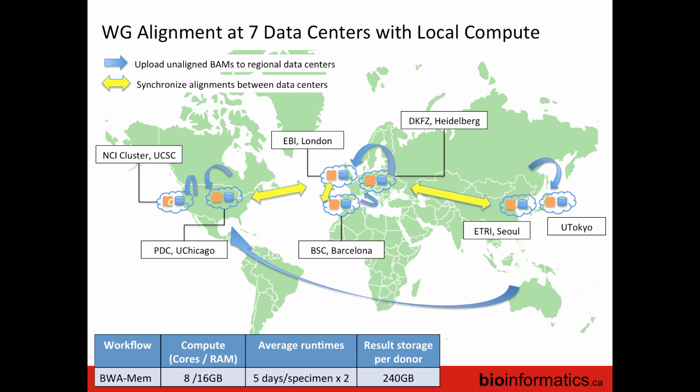So to do this, we had seven data centers. Over at UCSC, at the NCI cluster at the time, it was hosting CGHub. So all the TCGA data could only be hosted there. We also had a compute center at University of Chicago, the Protected Data Cloud. And then in Europe, we have three data centers, EBI, Barcelona, and DKFZ.